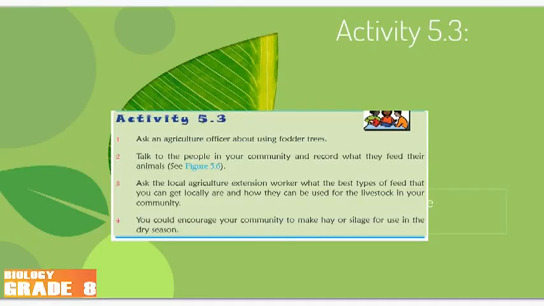Activity 5.3. This one is about asking an agricultural officer about fodder trees. So basically all you need to do is talk to the people in your community and record what they feed their animals. Ask the local agriculture extension worker what best types of feed that you can get locally and how they can be used for livestock in your community. You can encourage your community to make hay or silage to use in the dry season.